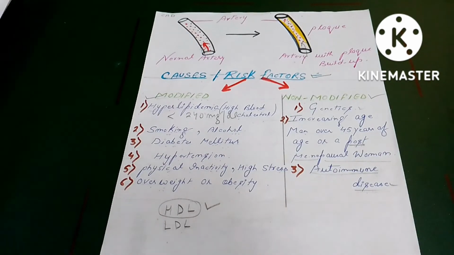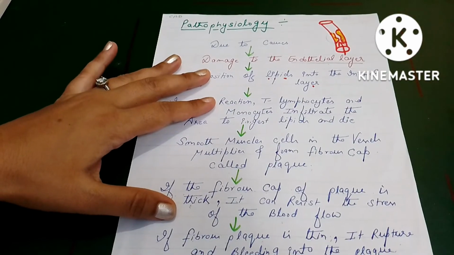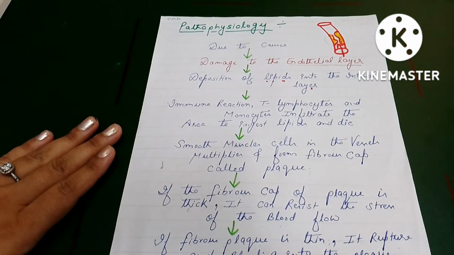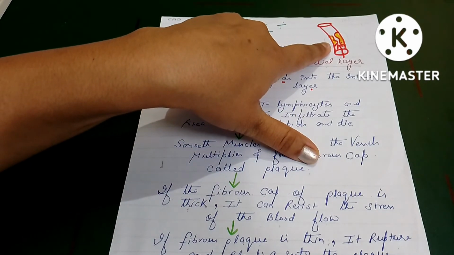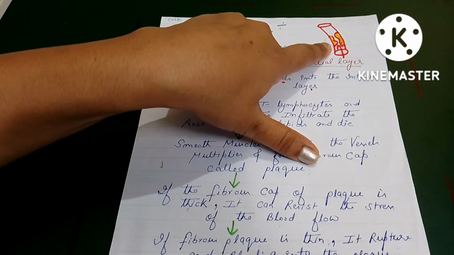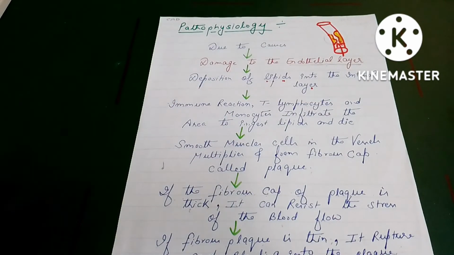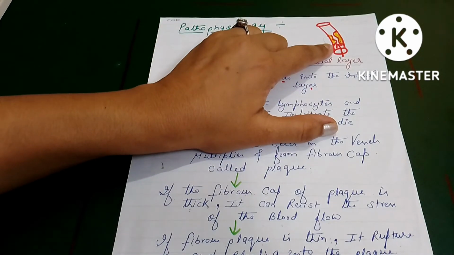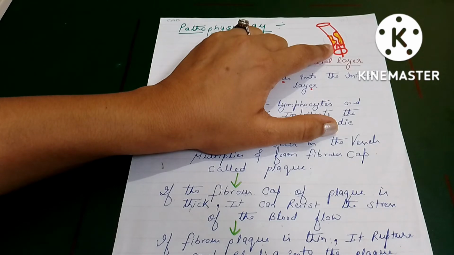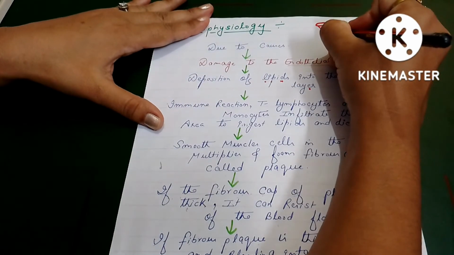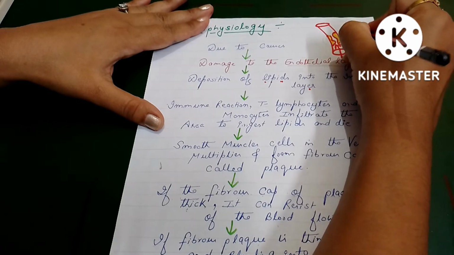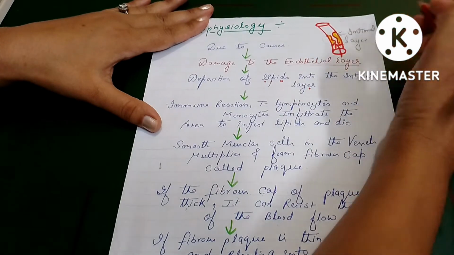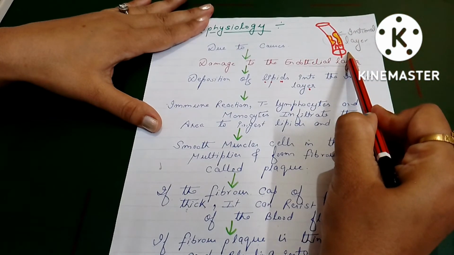Now let's discuss the pathophysiology of CAD. Before discussing pathophysiology, let me tell you about our artery. This is our coronary artery, and our artery has three walls. The outer one is called the adventitia layer, the middle one is called the media, and the inner one is called the intimal layer. It is the inner layer of our artery, which is made up of endothelial cells.